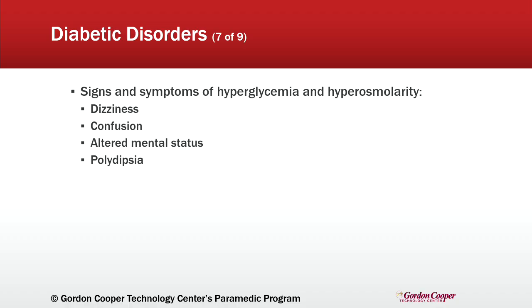Hyperglycemia and hyperosmolarity cause osmotic diuresis and shift fluid in the blood vessels. This can lead to dizziness, confusion, altered mental status, and excessive thirst. Pre-hospital treatment is similar to that of younger patients, but requires a more cautious approach to fluid resuscitation, so we don't worry about putting a patient in a fluid overload status.